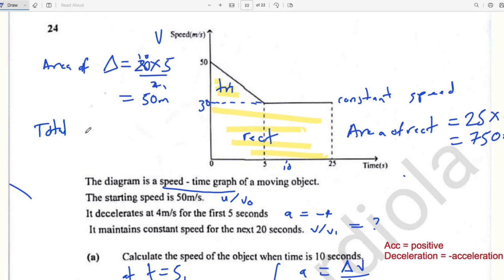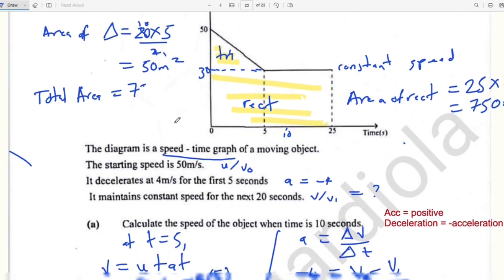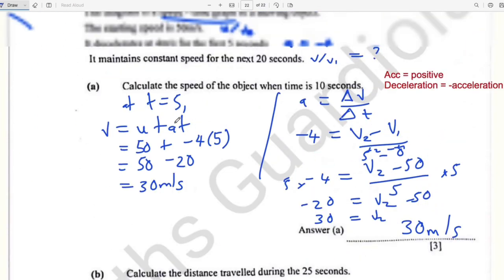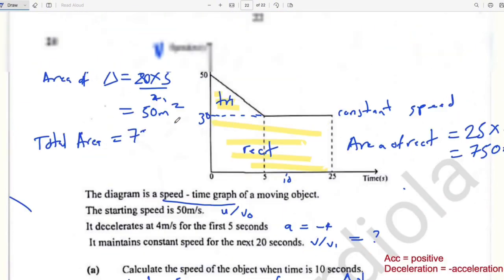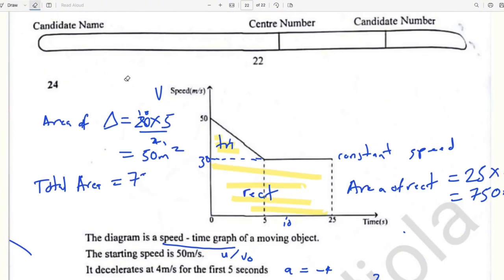Now we just need to add. The total area is equals to area of rectangle plus area of triangle, which is equals to 750 meters plus 50 meters. So that's 750 meters plus just the 50 meters of the area of the triangle. Now 750 plus 50 gives us 800. All right. So now we've calculated the area. We found that it is 750 plus 50, which gives us 800. And this now becomes our total distance.